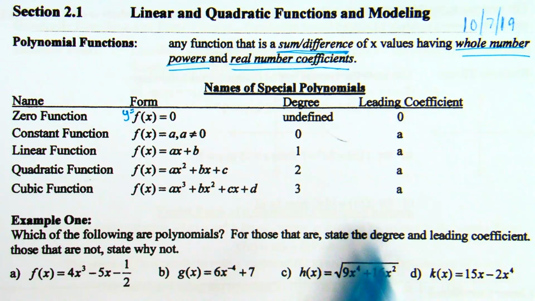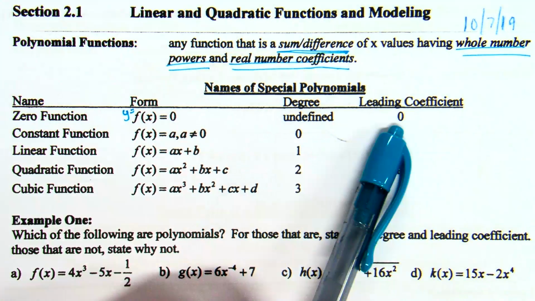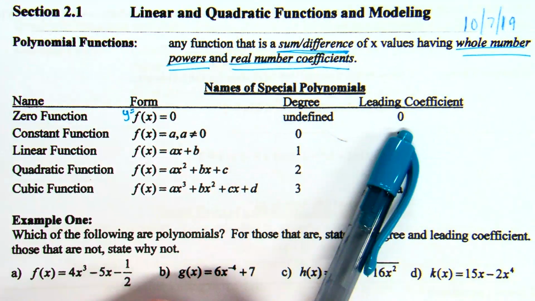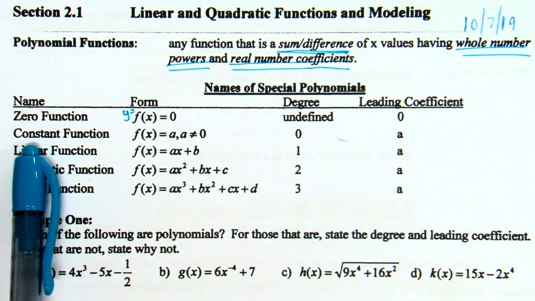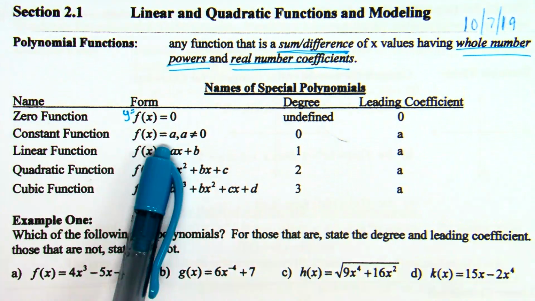The graph doesn't really tell you anything. You're going to ask the question, is it a polynomial? What does it say about polynomial up top? Sum or difference of x values, being added or subtracted, having whole number powers and real number coefficients. Does this have whole number powers? What are my powers? Power of 3, power of an invisible 1, power of an invisible 0, since there's no x. So those are all whole numbers, right? Are my coefficients real? 4, negative 5, negative 1/2. Those are real numbers. So is this a polynomial? Yes.